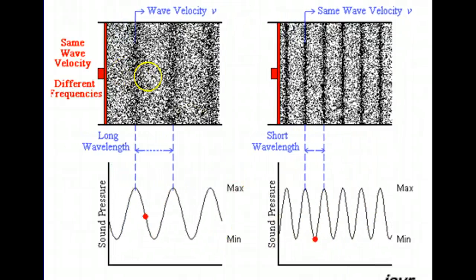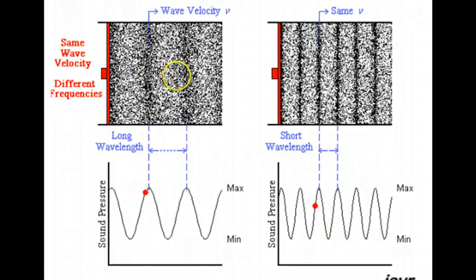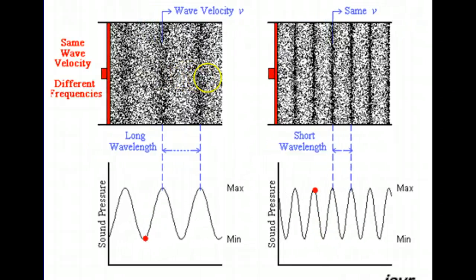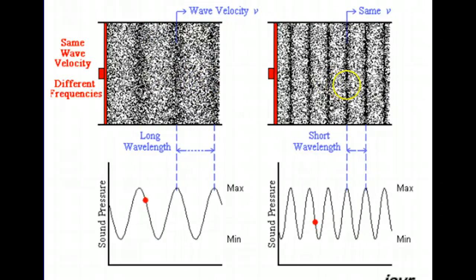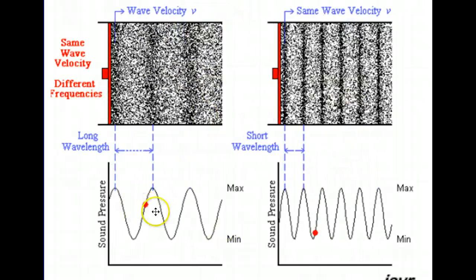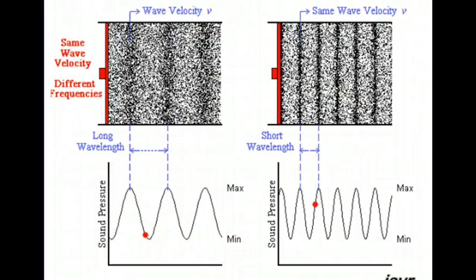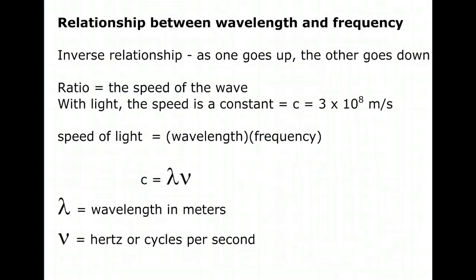If you are a particle in this wave, you'd get where you were going the same time as you would in this wave. It's just that the frequency of these waves are much slower. How many pass in a second? So this is an inverse relationship. That means as one gets bigger, the other one gets smaller. As one goes up, the other goes down. The ratio is the speed of the wave. Now with light, this is a constant.